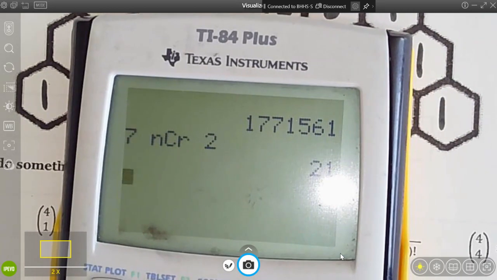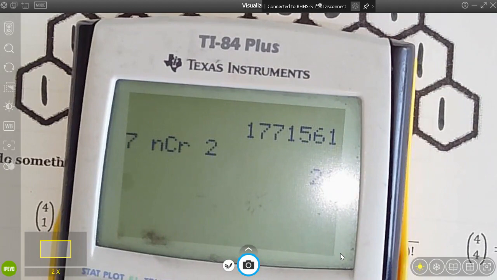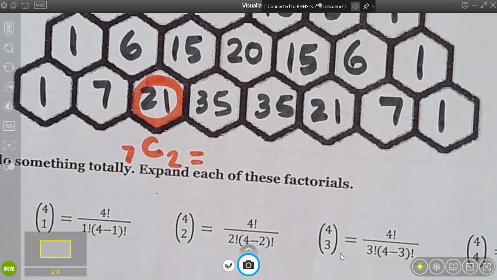Anyone besides Evan who's using my calculator who has the old operating system? Okay, a couple of us. You guys good? Yeah. All right.